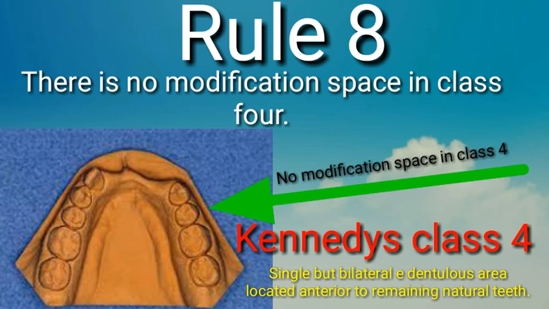Rule number 8. There is no modification space in class 4. Viewers, below the picture you can see there is no modification space. That's Kennedy's class 4. Definition of Kennedy's class 4: single but bilateral edentulous area located anterior to remaining natural teeth.